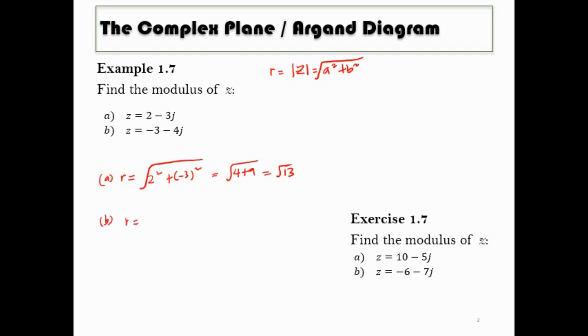For the second one, B, a squared plus b squared is negative 3 squared plus negative 4 squared. So the answer will be square root of 9 plus 16, so 9 plus 16 is square root 25. So the answer is 5. Okay, that's it. Very simple for modulus. So you can try to do exercise 1.7.